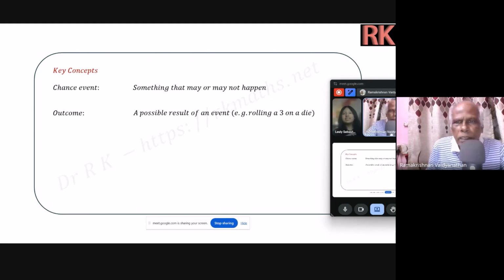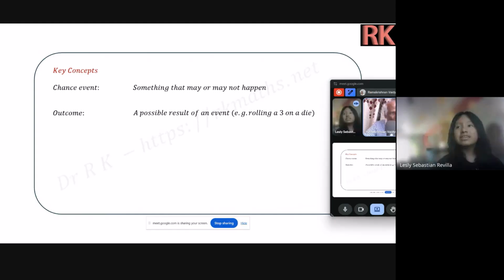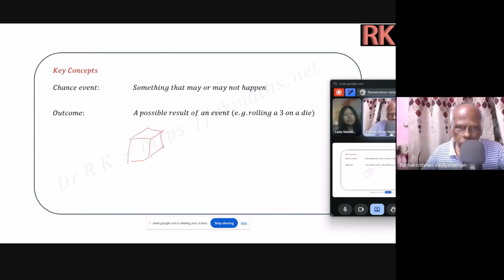So a possible result of an event. Suppose you are rolling a die. You have seen a die, no? There will be 6 faces, a cube, right? 1, 2, 3, 4, 5, 6 numbers will be there, no? Yes. It will be like this. 1 will be written, 2 will be written, 3 will be written, 4 will be written, 5 will be written on the side.